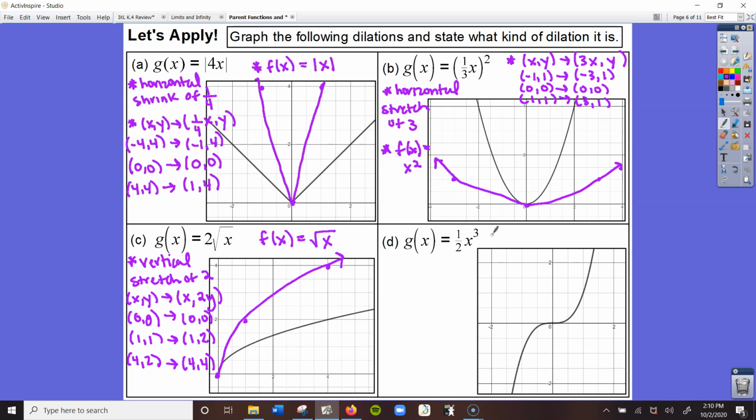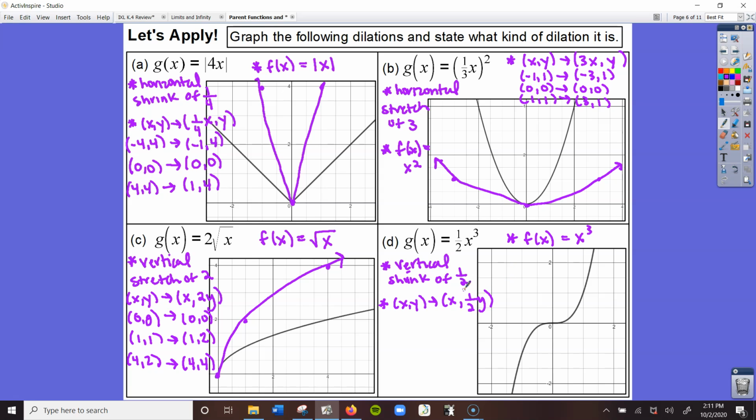Last graph, we have g of x is equal to half of x cubed. This means that our parent function is x cubed. Now, because I am dividing by 2 and it is on the outside, this is a vertical shrink. And it's a vertical shrink of 1/2. When you write the rule, the x's have not changed and the y's are half y.